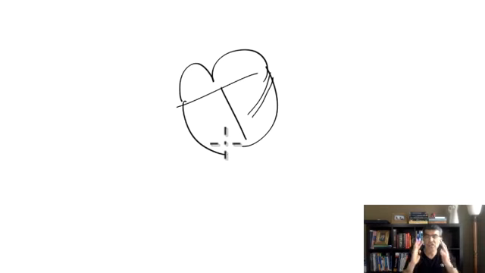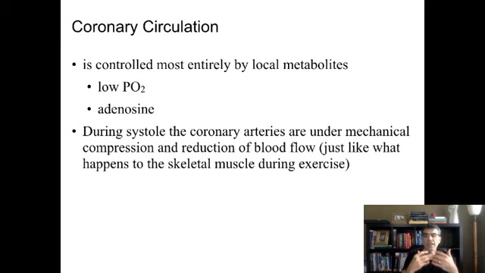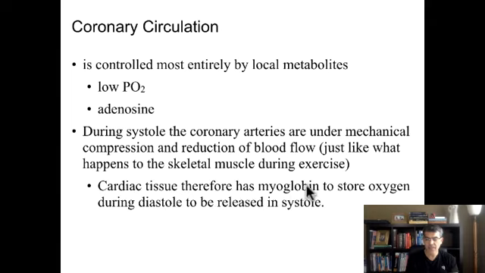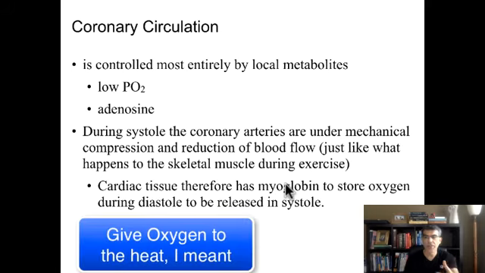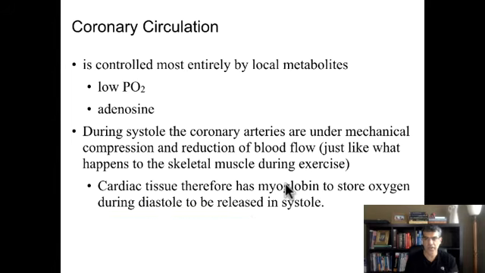So during systole, my coronary artery is under pressure and is going to close off. So why is this one important? Because the question is, how are we going to get blood to the heart when the heart is in contraction and the coronary artery closes? Well, the answer is, thankfully, my heart has myoglobin, and this myoglobin can give oxygen to the heart while the heart is in systole.